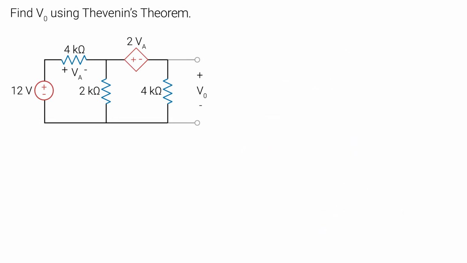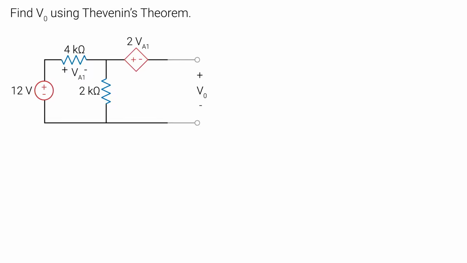Let's take a look at an example with an independent voltage source and a dependent voltage source. In this problem, we need to find V0 using Thevenin's theorem. So we first remove our load, which is this 4K ohm resistor. Since our circuit is now different than the original one, we will relabel VA as VA1.